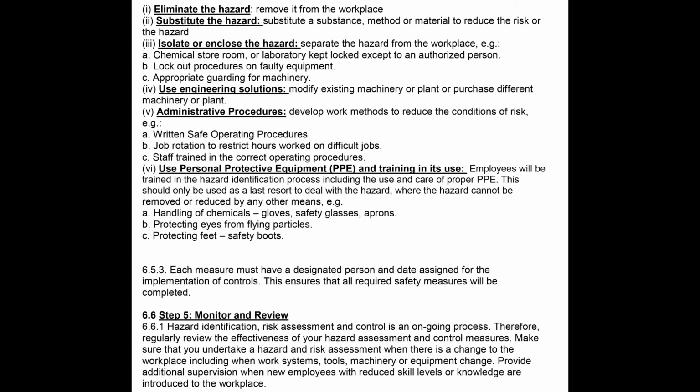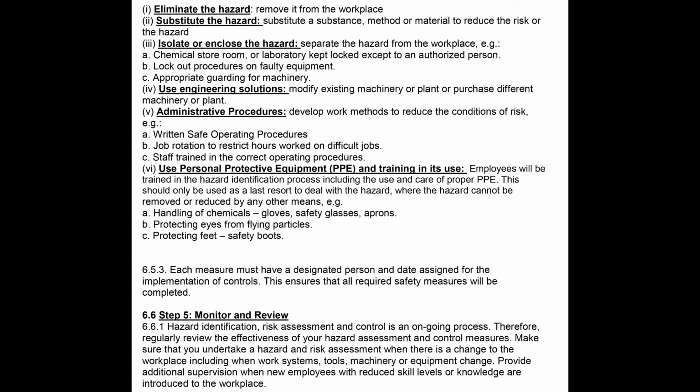5. Administrative procedures. Develop work methods to reduce the conditions of risk. For example, A. Written safe operating procedures. B. Job rotation to restrict hours worked on difficult jobs. C. Staff trained in the correct operating procedures.